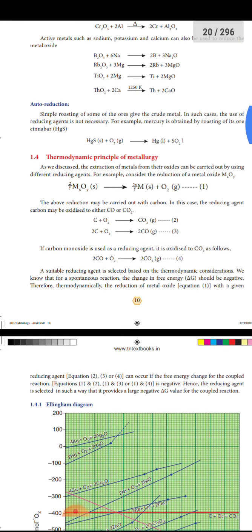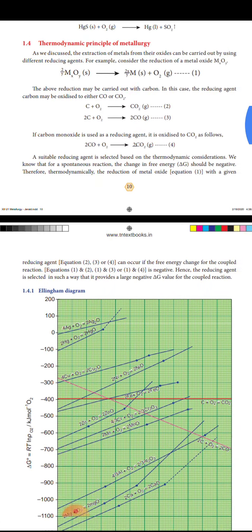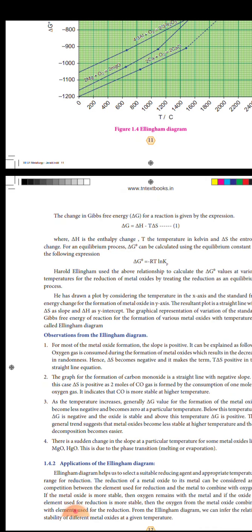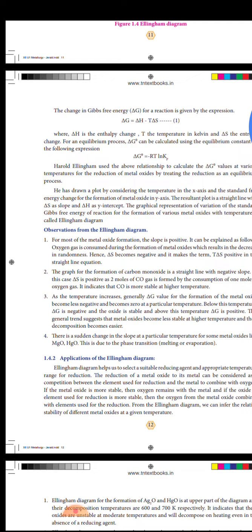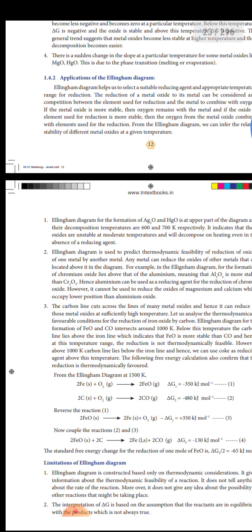This is the thermodynamic principle of metallurgy involving the Ellingham diagram, observations from the Ellingham diagram, applications of the Ellingham diagram, and its limitations.